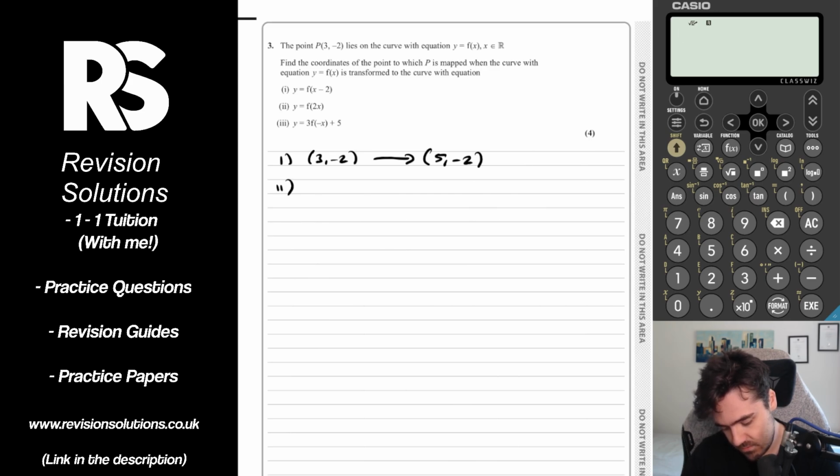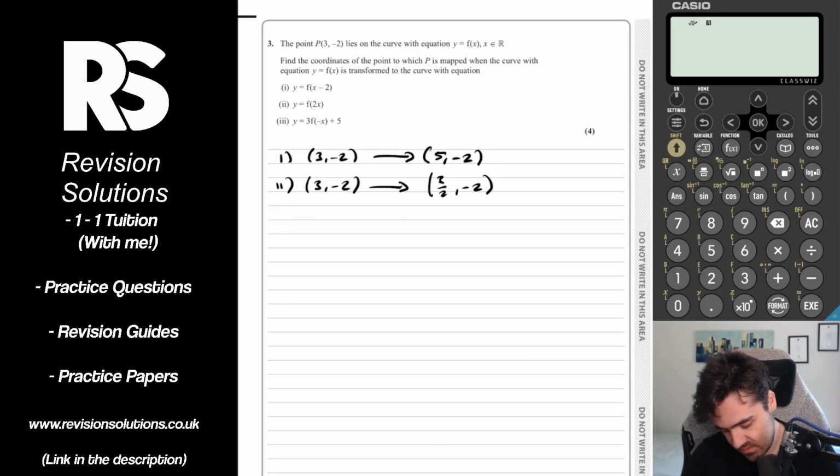Then part 2, the 2x, that's just going to halve all our x coordinates. So it's going to go to 3 over 2 minus 2. And then the last part, there's multiple, so we have to watch out for the order, potentially. So I'll always just use the correct order just in case it does matter.